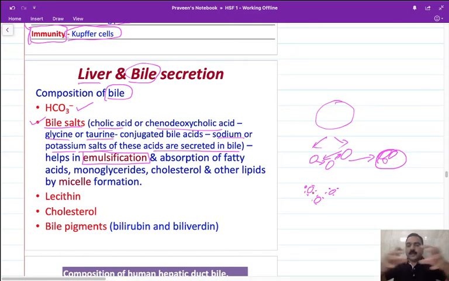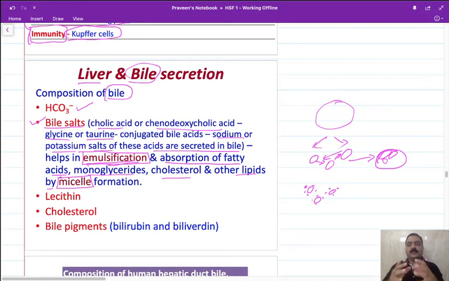Okay, instead they keep them separated. So that is what is called emulsification. And then after the emulsification, it helps the pancreatic lipase and the colipase to act and cause the digestion of the lipid over there. And then after that, it also helps with the absorption of the fatty acids, monoglycerides, cholesterol and other lipids by doing what? By the micelle formation.